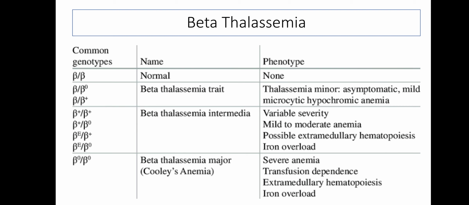Beta thalassemia intermedia can have variable severity depending on the amount of beta chain that is produced. They can have mild to moderate anemia with possible extramedullary hematopoiesis, and depending on the amount of transfusion required, they can have iron overload. Beta thalassemia trait is thalassemia minor. It may be asymptomatic or it can produce mild microcytic hypochromic anemia.